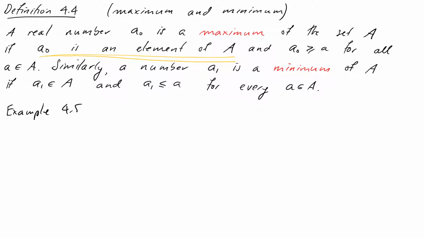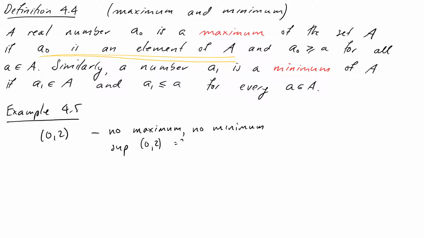This will be example 4.5. If we look at the interval (0, 2), what can we say about that? No maximum. 2 is not in the set, and we can get as close to 2 as we like. So there's no actual largest value in this set, no minimum, but we do have that the supremum of our interval equals 2, and the infimum of our interval is equal to 0.